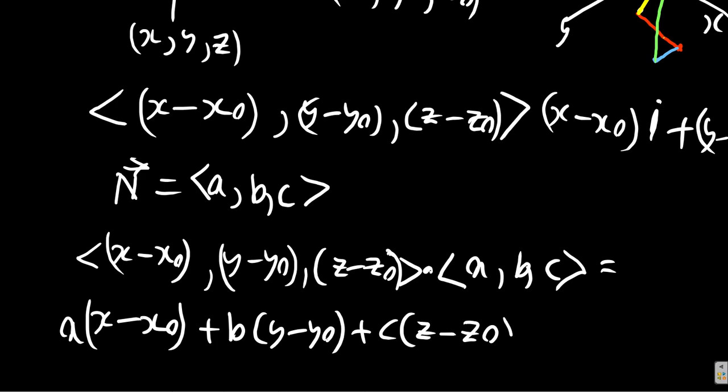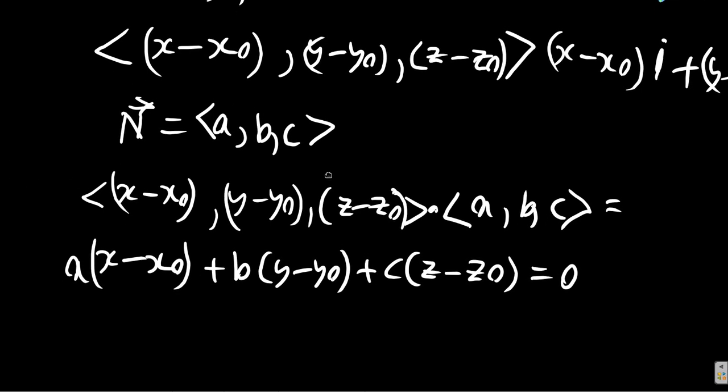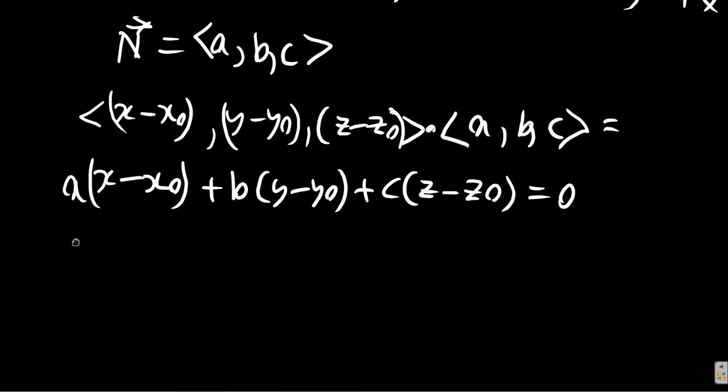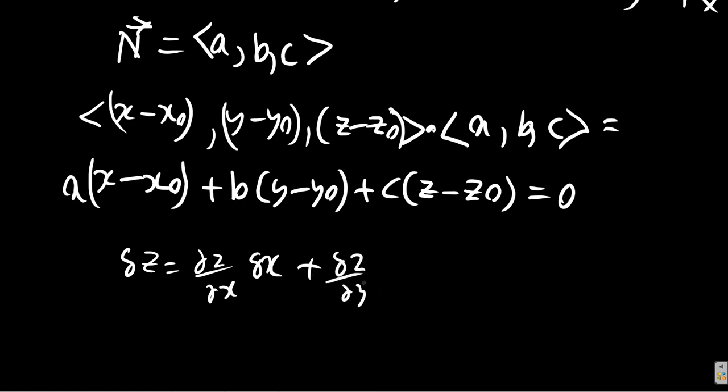I'm crossing my z there, is equal to 0. Now that's the equation of a plane. Here, in this case, we're looking at gradients. So A, B, and C will be our gradient. Now, do you remember the formula? The change in Z is delta Z by delta X times the change in X plus delta Z by delta Y times a change in Y. You remember that?